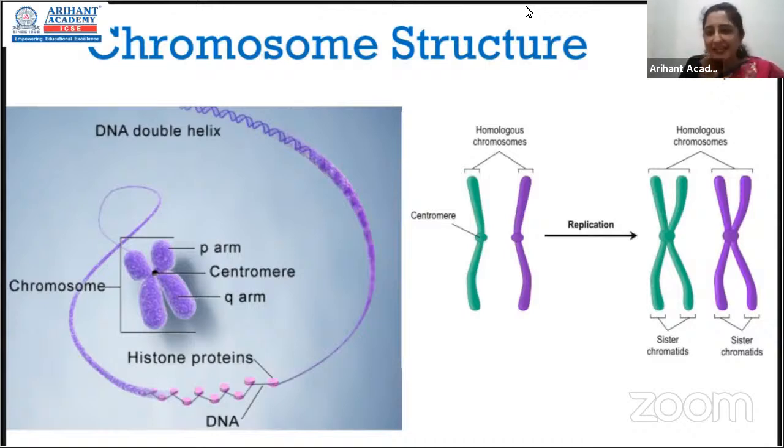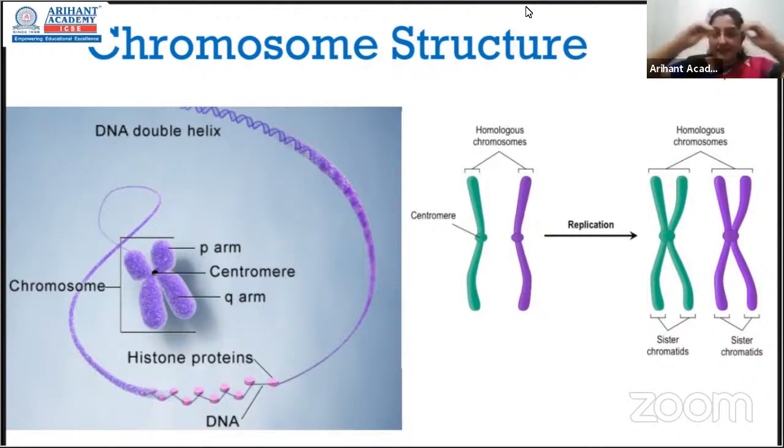They produce a duplicate, which is known as the sister chromatid. The sister chromatid appears like this, like an egg shape, and it is connected at the center by an organelle called the centromere. The upper small arm is the P arm, the longer arm is the Q arm, and they are connected in the center at the centromere.